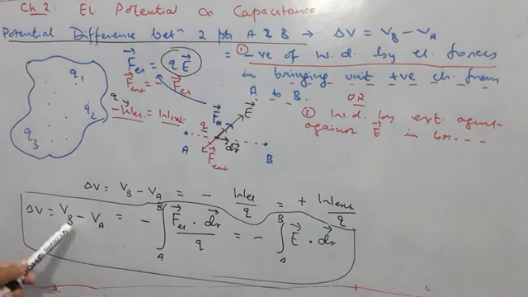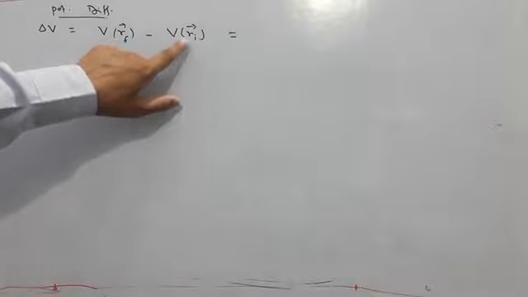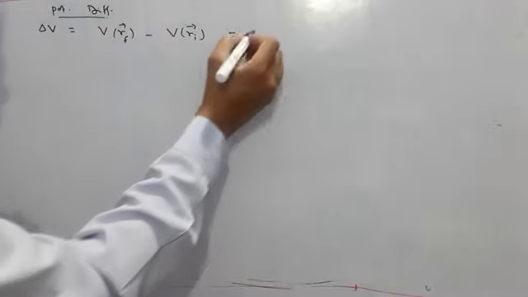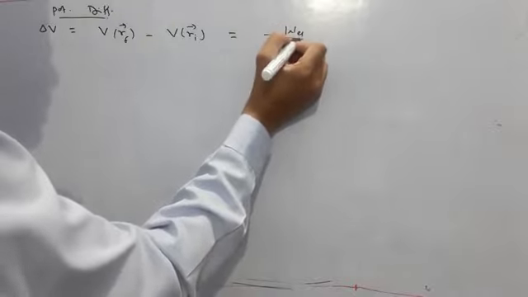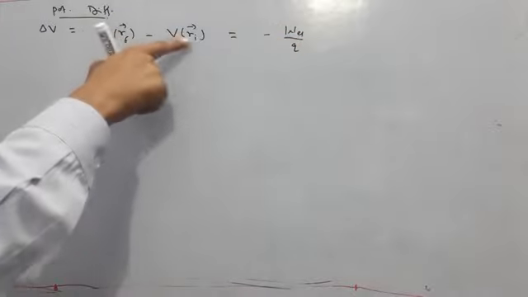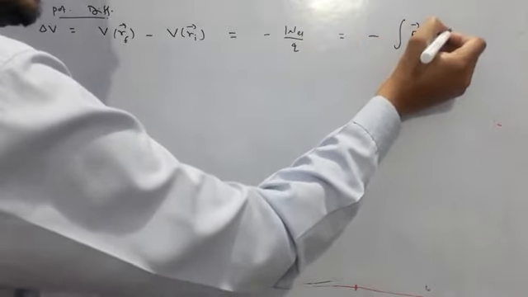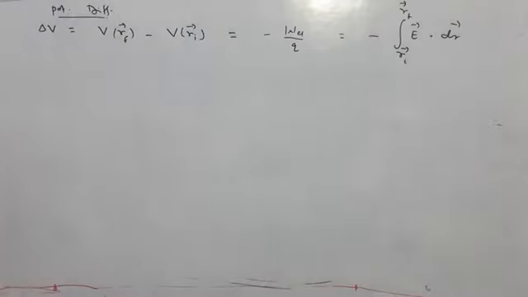Instead of points A and B, if they are points 1 and 2 or R1 and R2, the formula will accordingly change. For example, suppose we wish to find the potential difference between 2 points. The initial point has position vector R_i vector and the final point has position vector R_f vector. Then, like the previous formula, the potential difference will be defined as negative of work done by electrical forces in bringing unit positive charge from R_i to R_f. So this formula will become minus integration of E dot dr from R_i to R_f. Is it clear, students?